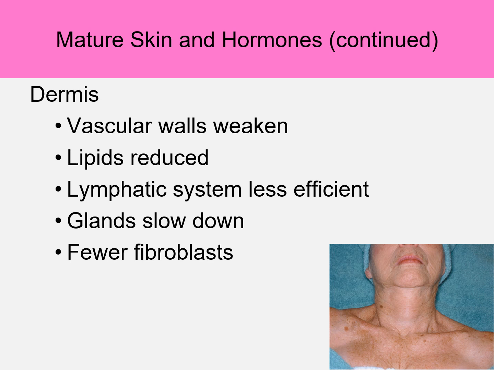As we get older, our skin will change. In the dermal layer, we will see that our vascular walls will weaken. Lipids are reduced, so our skin will become a lot drier. Lymphatic system is less efficient. Our glands will slow down, and we will produce fewer fibroblasts.